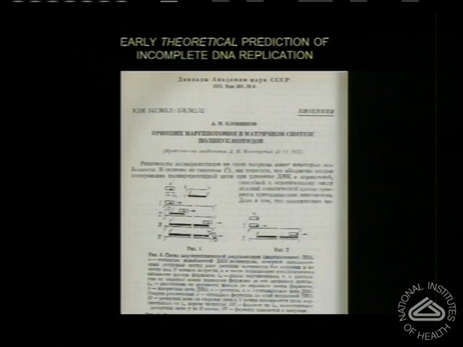And Olovnikov realized that when that DNA polymerase machine got to the end of the leading strand, you couldn't form a fragment underneath it. And there would be what he called the theory of marginotomy, that there would be a loss of genetic information with every mitosis just as a result of replication. That was done entirely on theoretical grounds.